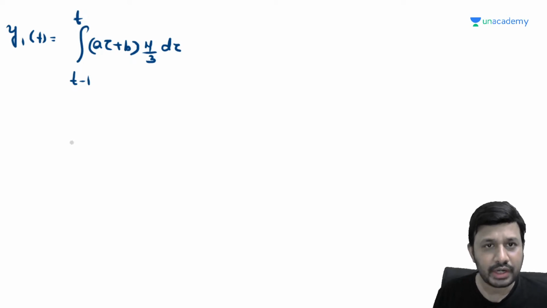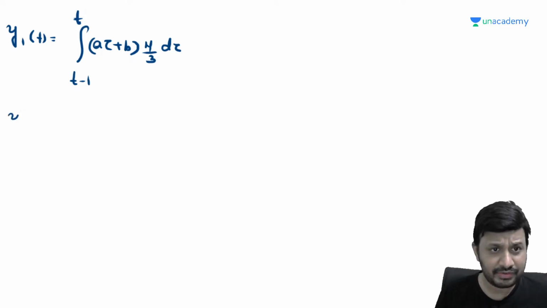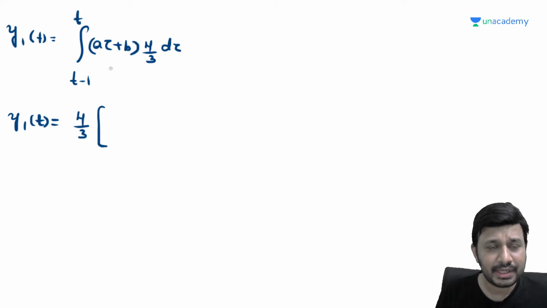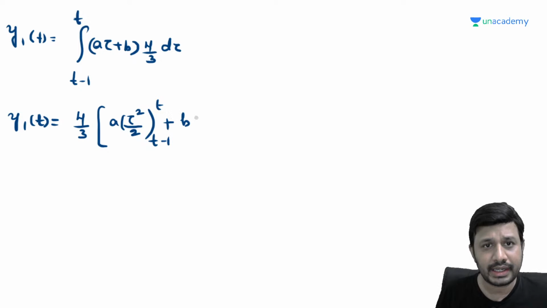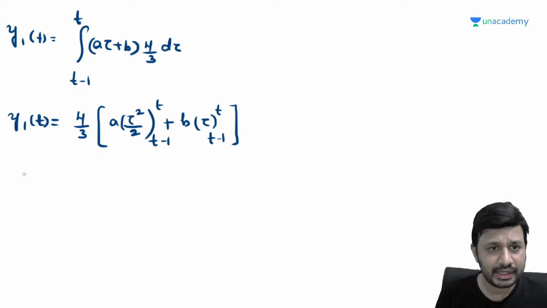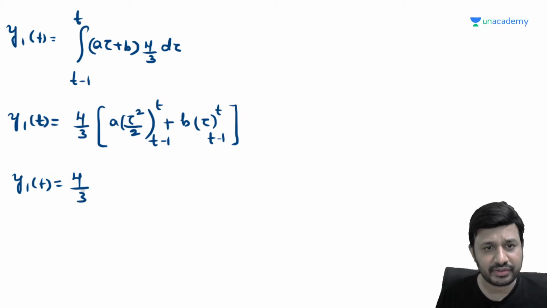Right, now try to integrate this one. If you can integrate this one, 75% of the job is completed. So you must be very careful. Bring the 4 by 3 outside. Now what happens if I integrate a tau? It becomes a times tau square by 2 between the limits of t minus 1 to t, plus b times tau between t minus 1 to t. You must be very careful. You should not commit small mistakes. There is a possibility of committing mistakes.